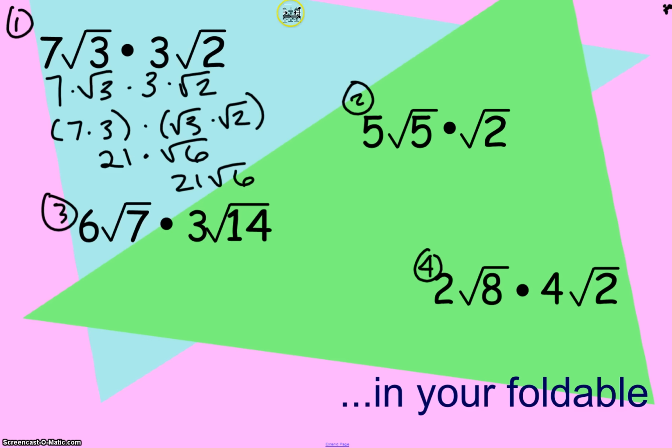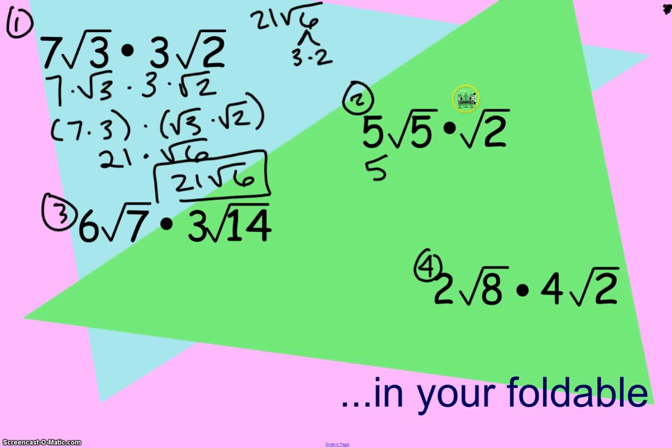Then fourth step, check to see if you can simplify further. This is 3 times 2, so we are done. Here is your answer. Okay, example number 2.